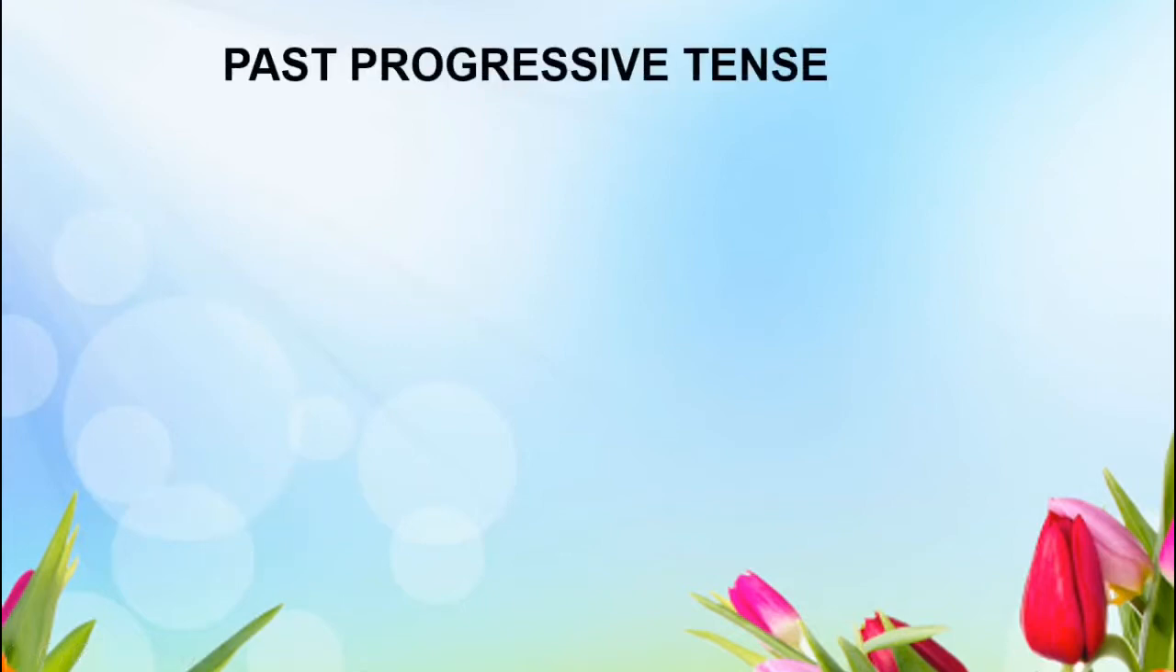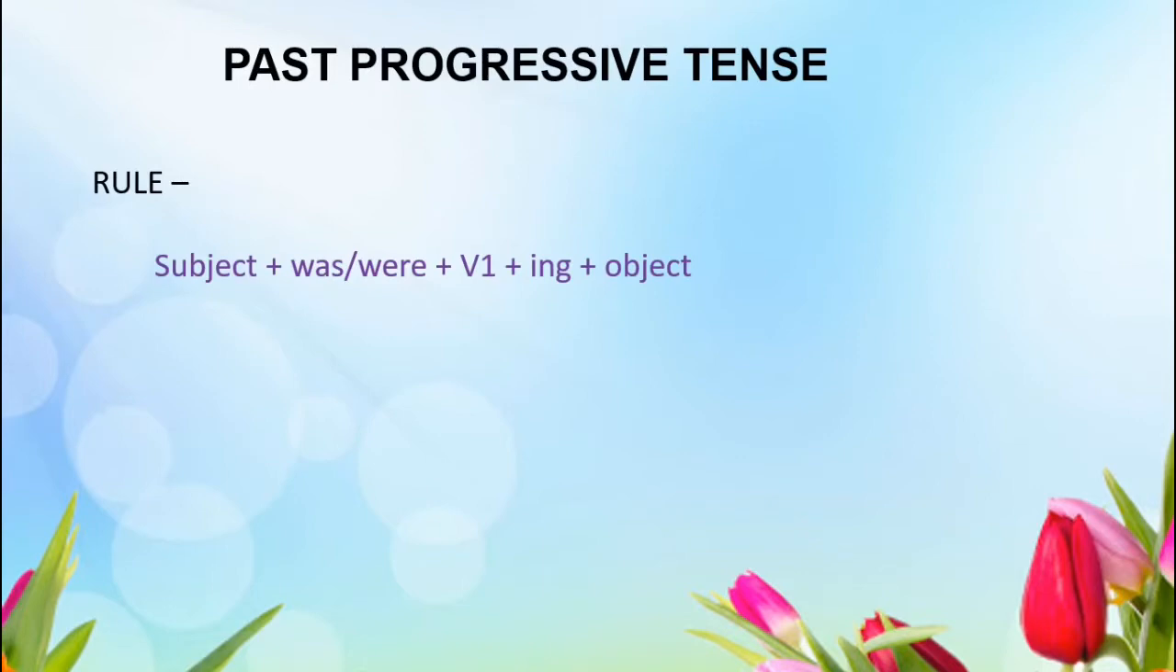Let's now move on to past progressive tense. Let's see the rule of writing a sentence in past progressive tense. Subject plus was or were plus first form of the verb plus ing plus object. Now repeat with me. Subject plus was or were plus first form of the verb plus ing plus the object.